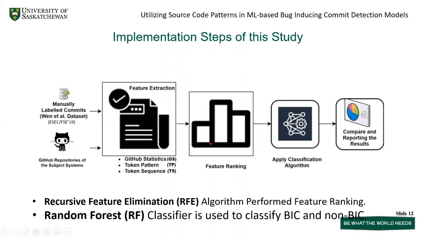Here is the overall implementation scenario. We took the manually labeled datasets from this study and then retrieved the source code from their respective GitHub repositories. Then we extracted each kind of feature from the source code and GitHub, ranked those features by using the recursive feature elimination algorithm, applied classification by the random forest model, and then compared and reported the results.